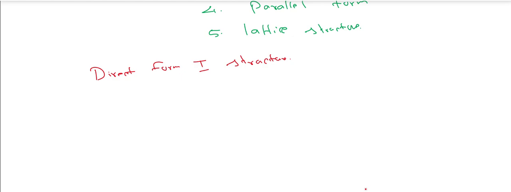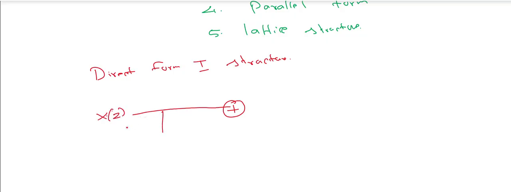Okay, now we can implement the direct form 1 structure. In the direct form 1 structure, we'll discuss. So this is x of z.